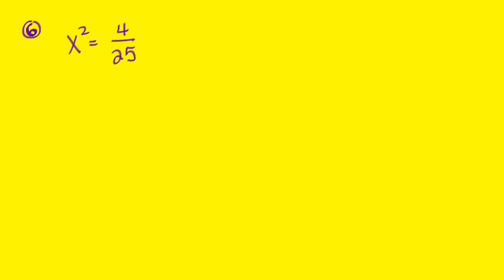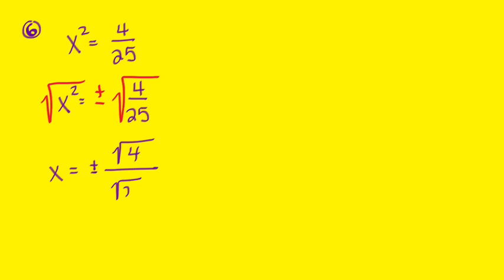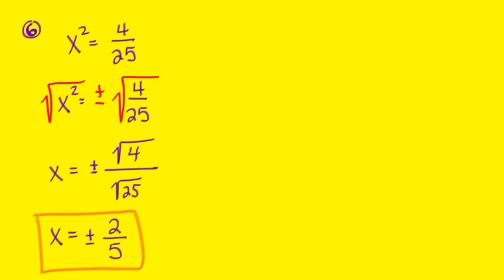What if it's a fraction? How do I do this? Well, you just square root like you normally would. You know the square root of 4 is 2, the square root of 25 is 5. So you'll just have plus or minus 2/5.